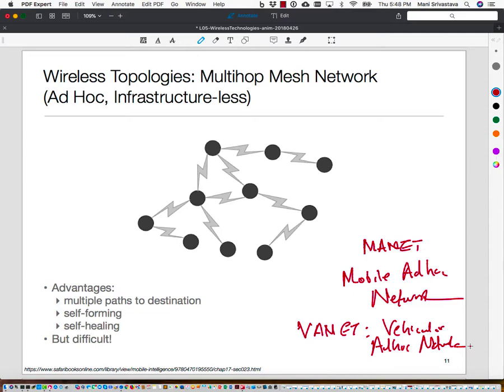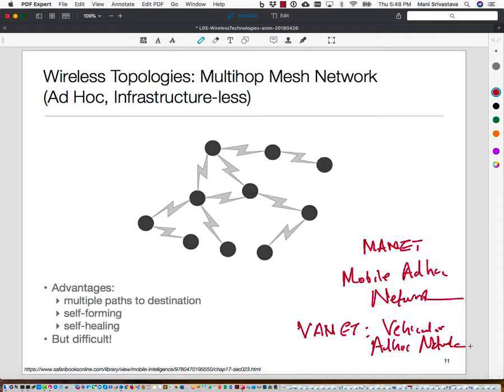So the nice thing out here is no infrastructure is needed. You basically have a self-contained network with nice properties, like nodes can come in and drop out, stuff like that. These kinds of things also find uses in civilian settings, like post-crisis response after a hurricane and stuff like that.